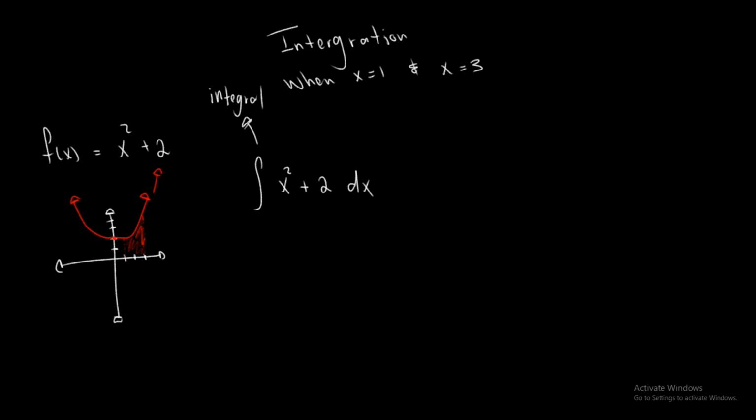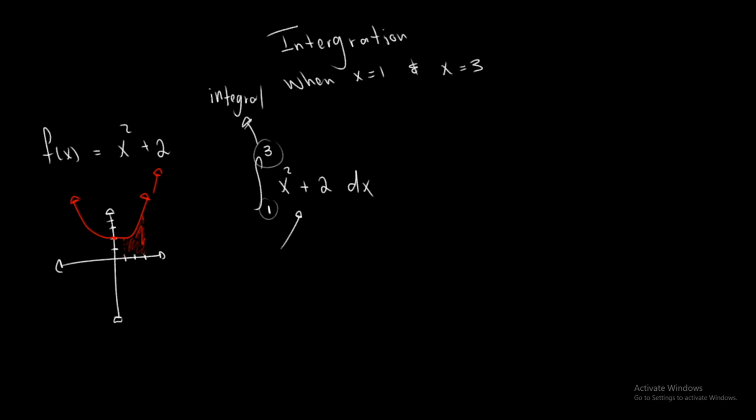So what I'm going to do is add these points 1 and 3. Now all of a sudden it becomes a definite integral, with my max input and my lowest input. So how can I define this now? How do I find the integral of x squared plus 2?